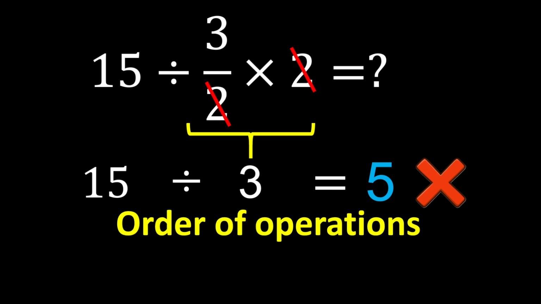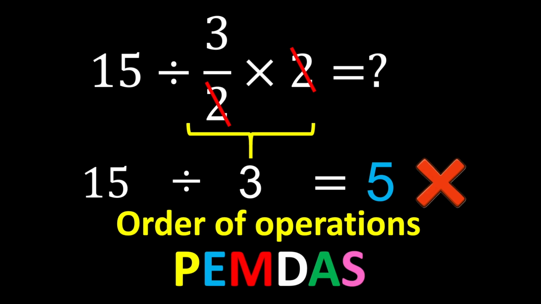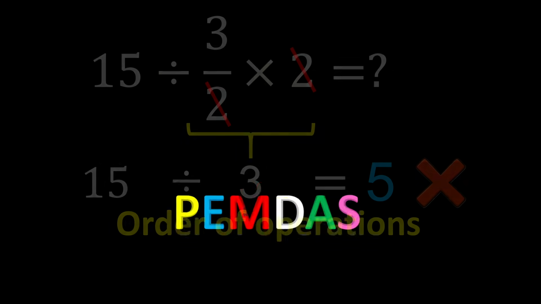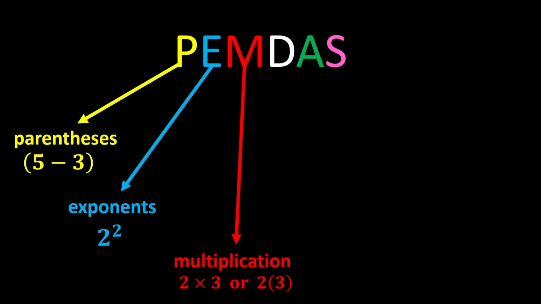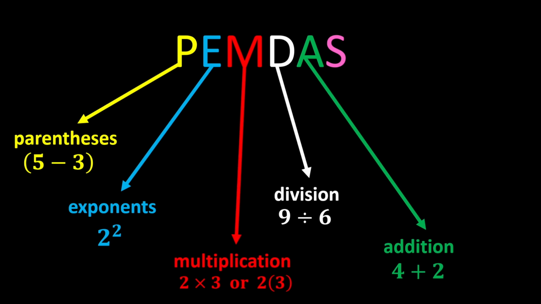the order of operations. The order of operations is known by the acronym PEMDAS, with each letter of PEMDAS representing a step. P stands for parentheses, E stands for exponents, M stands for multiplication, D stands for division, A stands for addition, and S stands for subtraction.